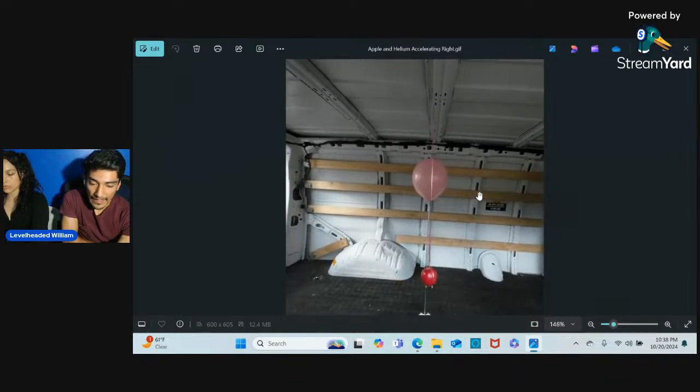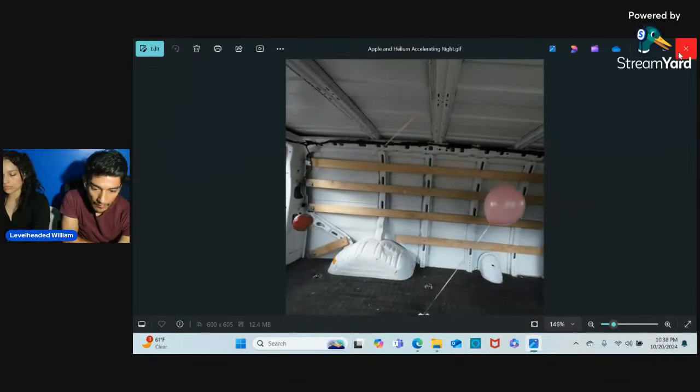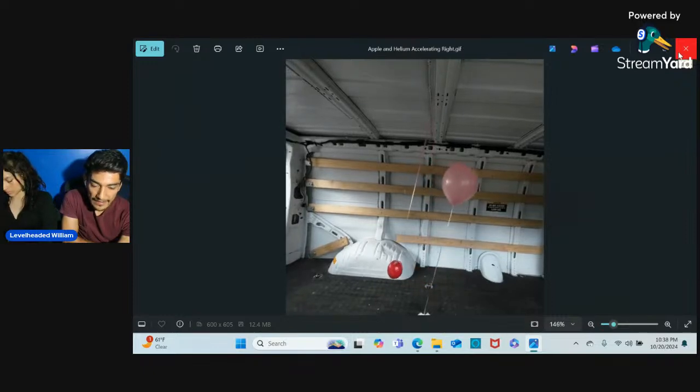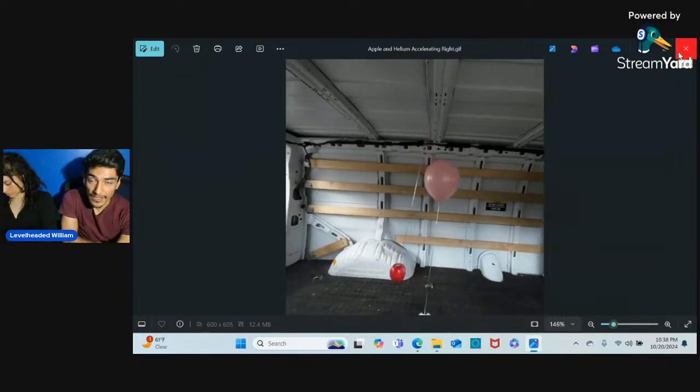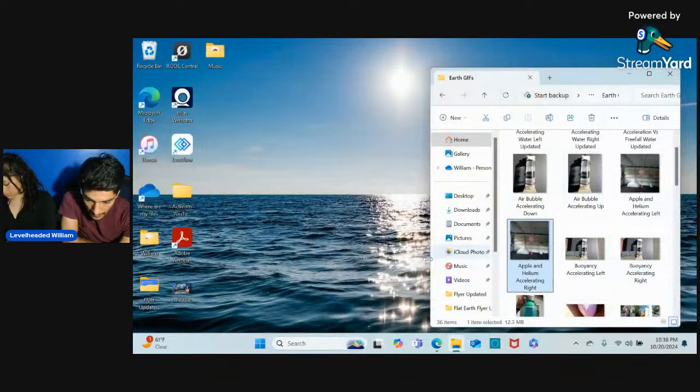So again, accelerometers are devices that simply detect acceleration. Okay, let's close this.